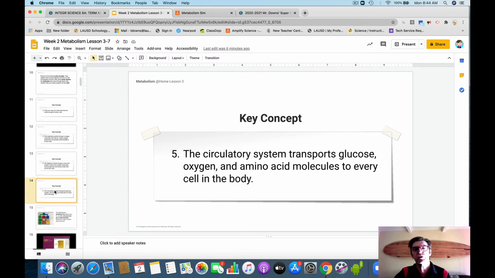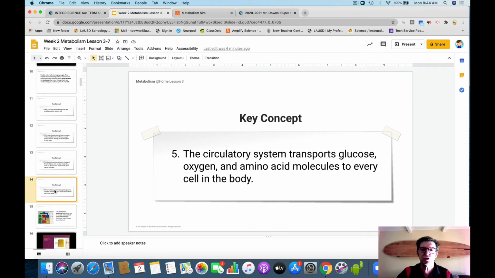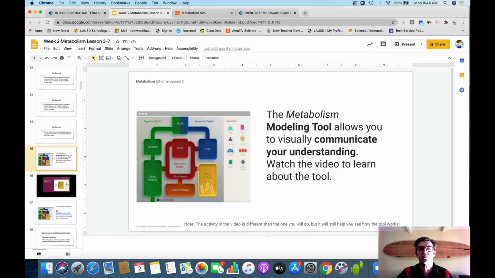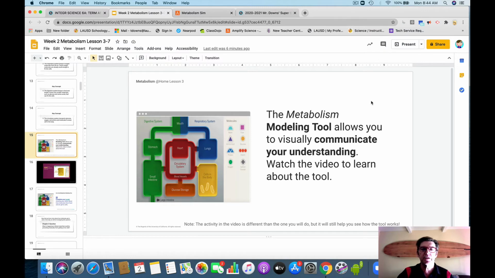The circulatory system transports glucose, oxygen, and amino acid molecules to every cell in the body. The circulatory system, very important. And now, of course, like we said, we have our modeling tool. Take a look at that, and let's go play with that and actually place things where they need to be.